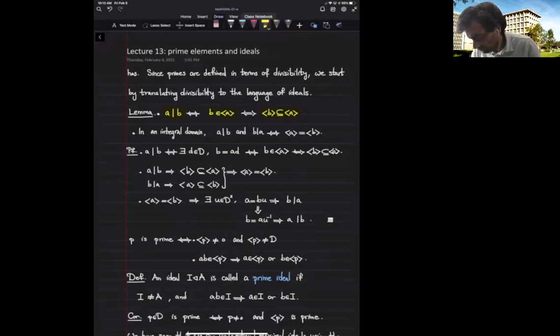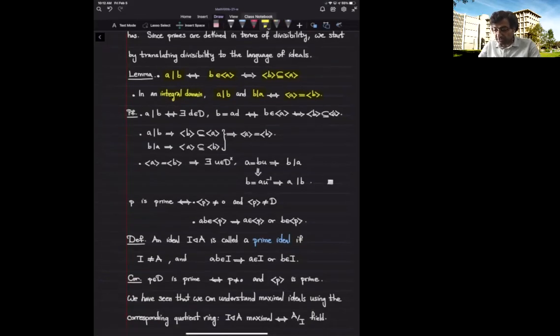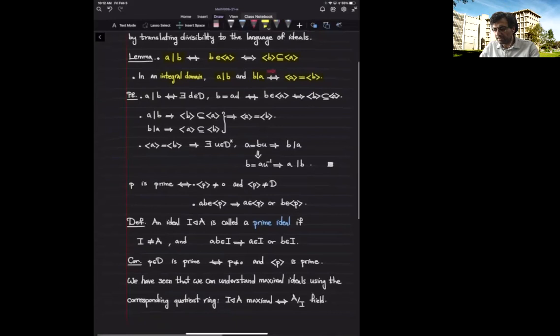Let's see what happens if A divides B and B divides A. This happens precisely when the ideal generated by A is the same as the ideal generated by B, at least when I'm working with an integral domain. This direction is always true, but the other way around, we need to assume that my ring is an integral domain. So let's go through the proof.